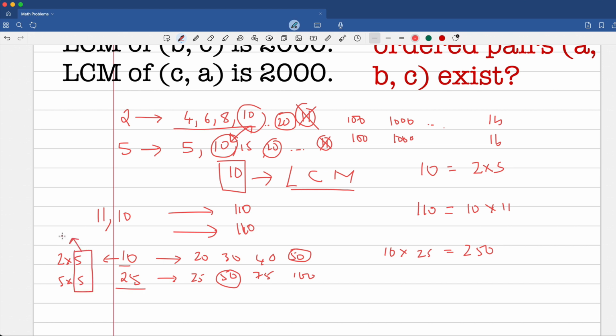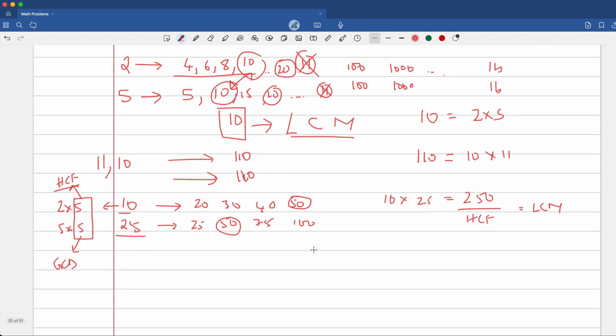This common factor is called the highest common factor, HCF. So the HCF, or greatest common divisor, GCD, is 5. So if you take the product of the numbers and divide it by the HCF, then you would get the LCM. Okay, so that's something that you can think about. So if I have two numbers, A and B, if I multiply them, that is nothing but the product of those two numbers, HCF and LCM.